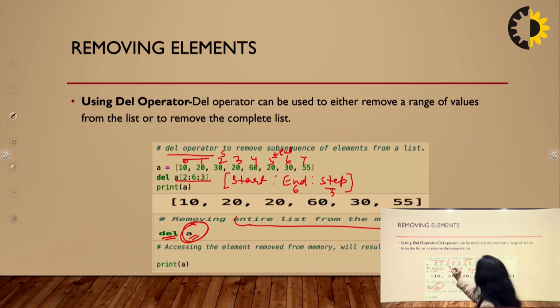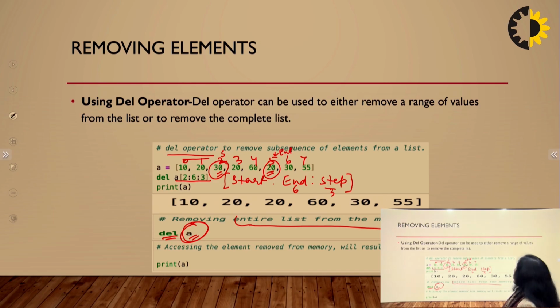Okay. So the first number that will be deleted will be 30, and after that 1, 2 and 3, the third number that will be deleted will be 20. These two numbers, 30 and 20, will be deleted. So the remaining values will be 10, 20, 20, 60, and after deleting this 20 it will be 30 and 55.